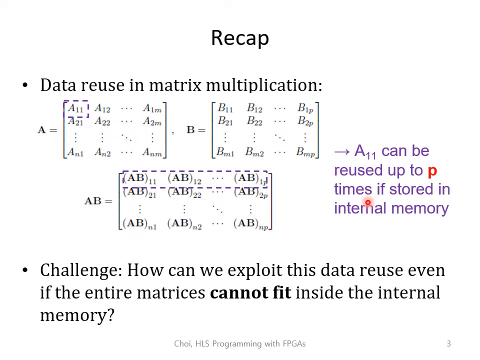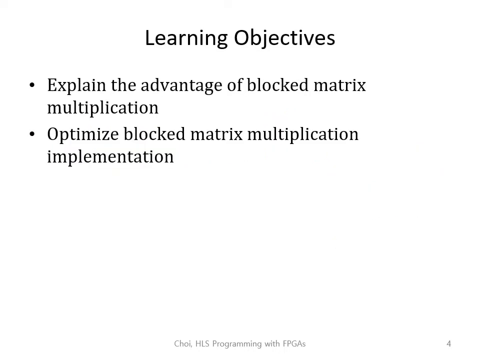So the challenge was how to exploit this data reuse opportunity, even if the entire matrices cannot fit inside the FPGA's internal memory. That is the question we'll be answering today. To solve this problem, we'll use something called blocked matrix multiplication. Today's learning objective is to be able to explain the advantage of blocked matrix multiplication, and we'll learn how to optimize our blocked matrix multiplication implementation.